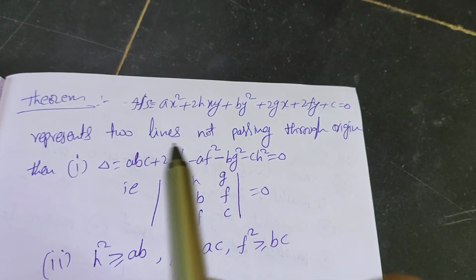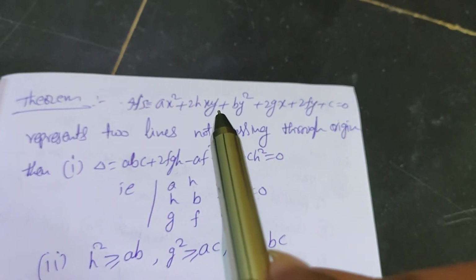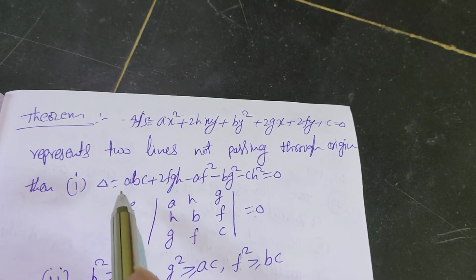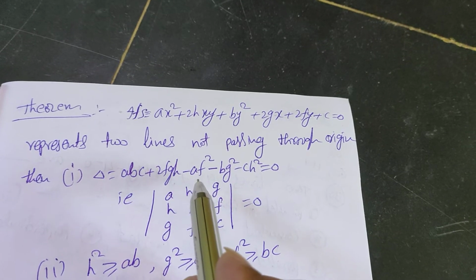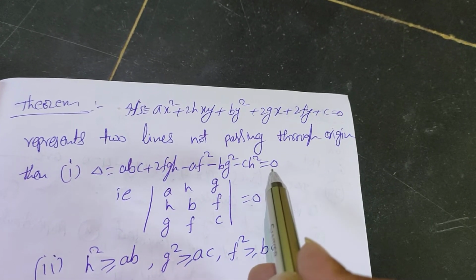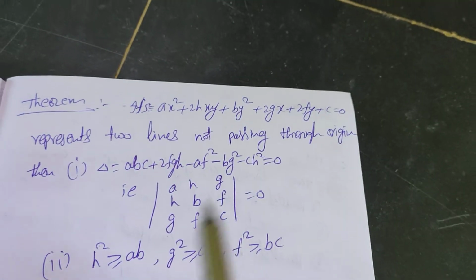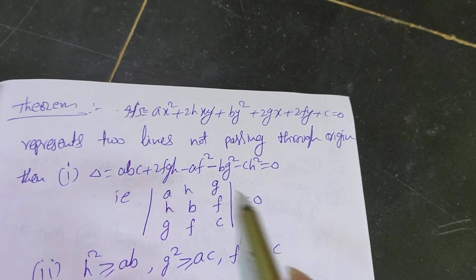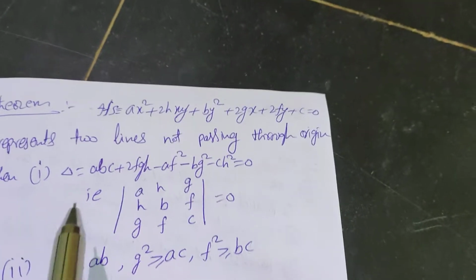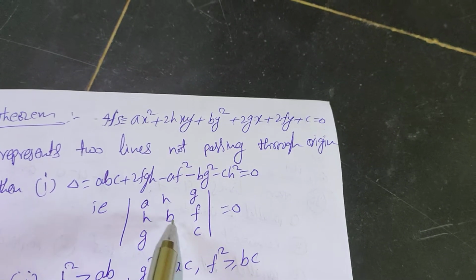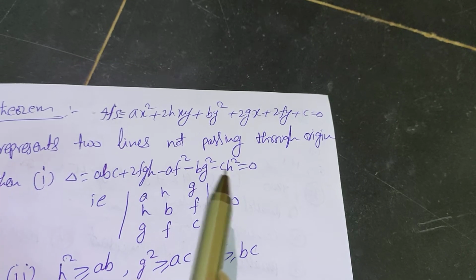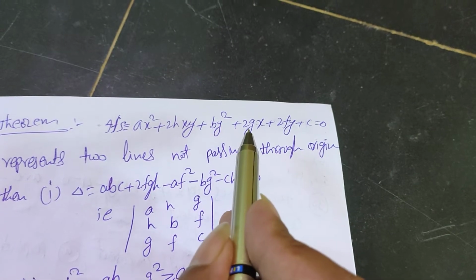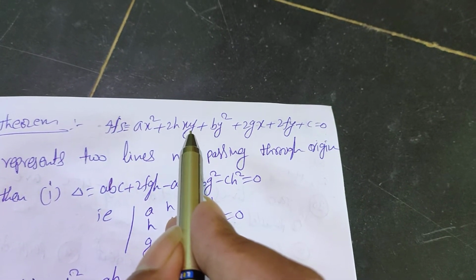Then, to represent a pair of straight lines, it should satisfy these conditions. First one is delta is equal to abc plus 2fgh minus af square minus bg square minus ch square is equal to 0. The short form is the determinant of a h g, h b f, g f c is equal to 0. This is very important notation. Just remember: here abc you write in diagonals, and f, g, h are there. Here f is the coefficient of y, g is the coefficient of x, h is the coefficient of xy.